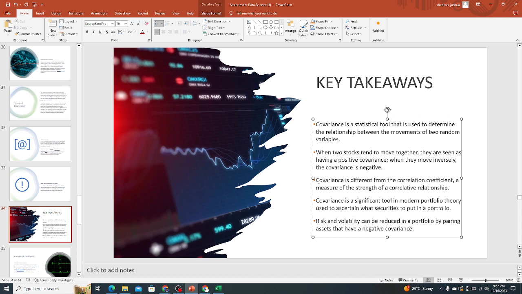Covariance is a significant tool in modern portfolio theory, as it is used to ascertain which securities to put in one portfolio. Also, risk and volatility can be reduced through diversification. For example, you might decide not to put all your investment in positively correlated securities.